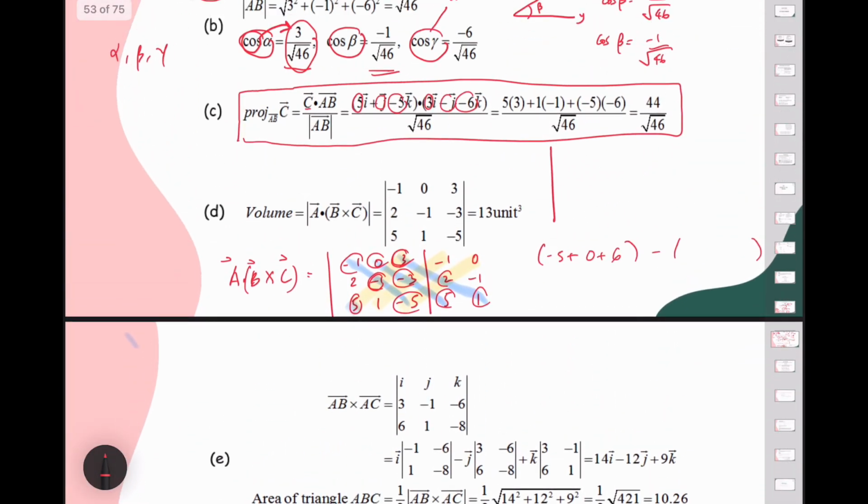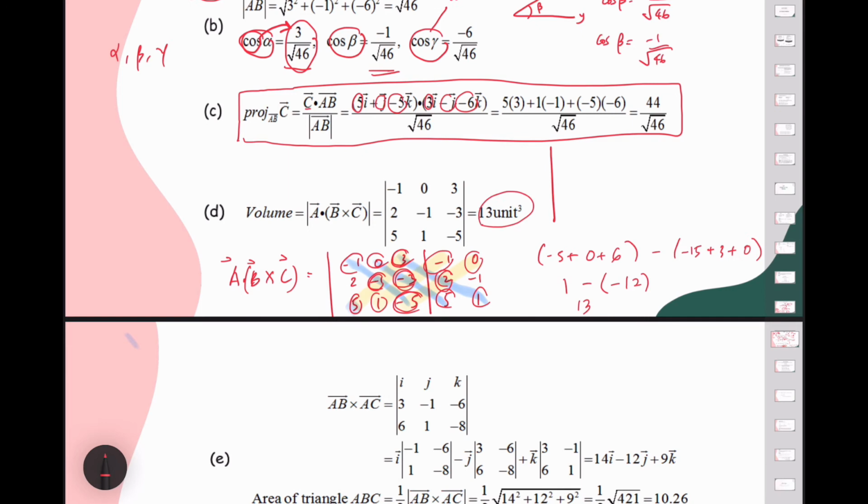Okay, so we have -15 plus 1 multiplied by -3 is -3, -3 multiplied with -1 is 3, plus -5 multiplied with 2 is -10, -10 multiplied with 0 is 0. So we have here -5 plus 0 plus 6 is 1, minus -15 plus 3 is -12. So 1 plus 12 is 13 unit cube.